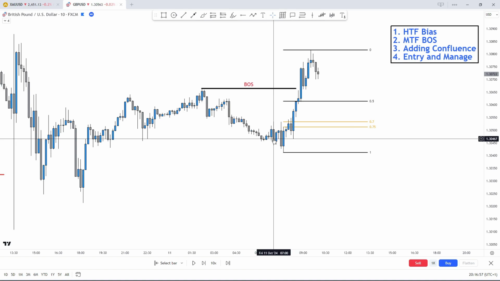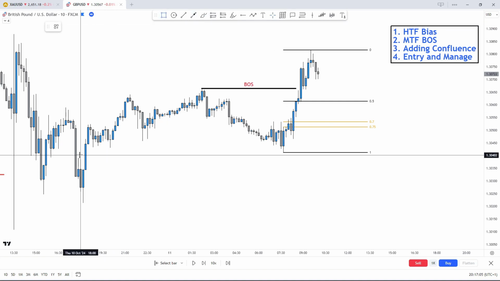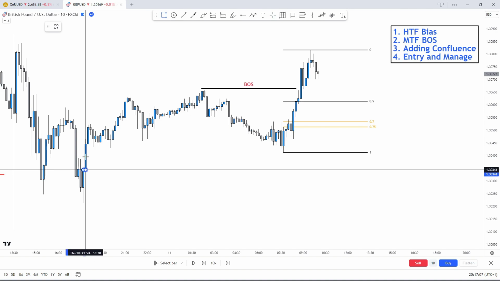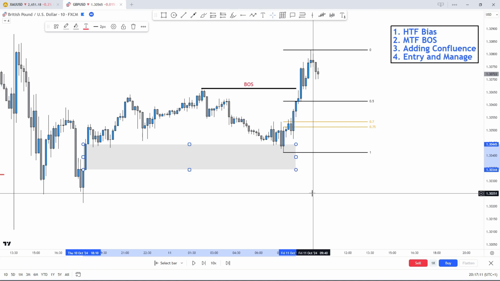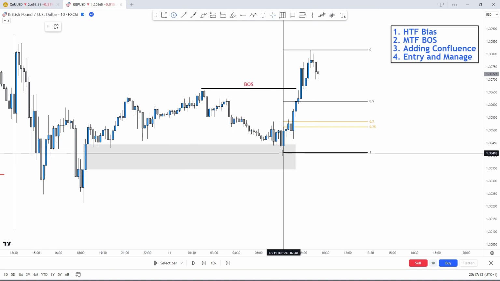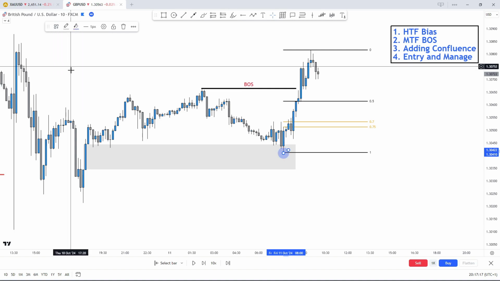I need to now add as many confluences as I possibly can to show that this trade is a high probability trade. First thing I noticed was that price tapped into this previous bullish fair value gap, and this is the first confluence that I noticed, which is bullish order flow.